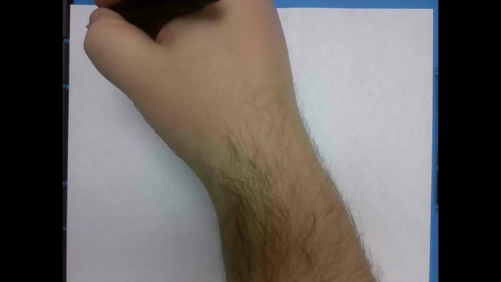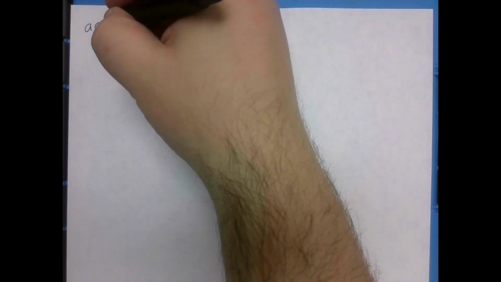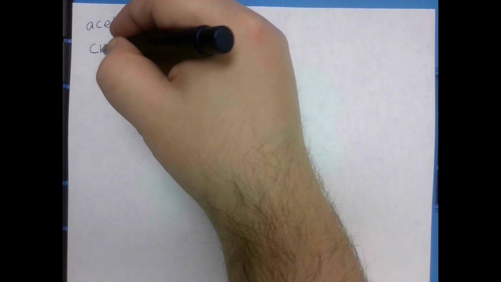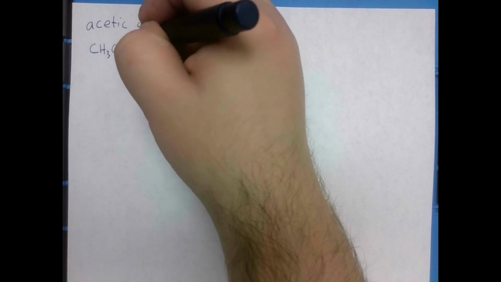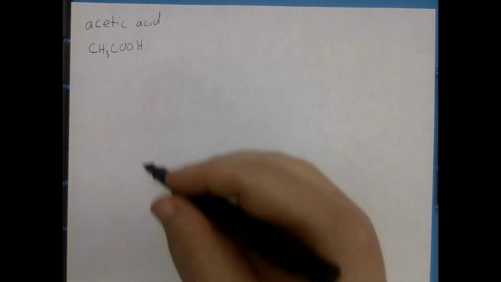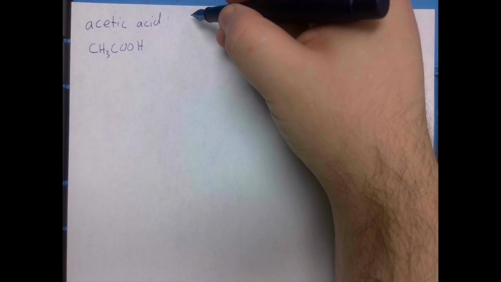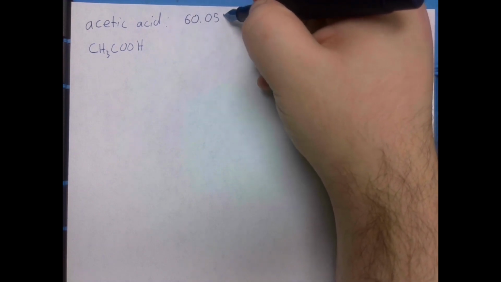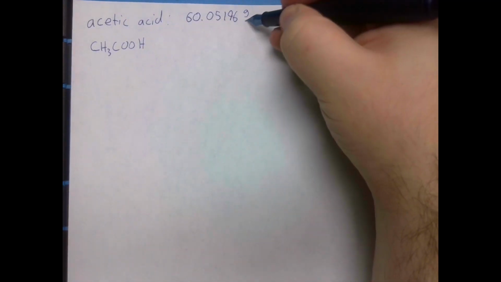So let's continue analyzing that equation we worked on yesterday. We're dealing with vinegar, or acetic acid. It's usually written as CH3COOH, with the H coming after. Yesterday I wrote it with it before, but this is the usual way you see it. We calculated its molar mass, 60.05196 grams per mole.